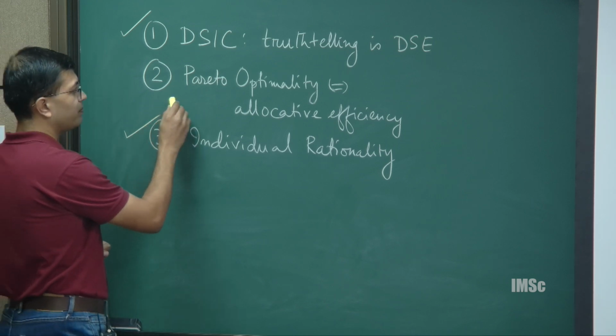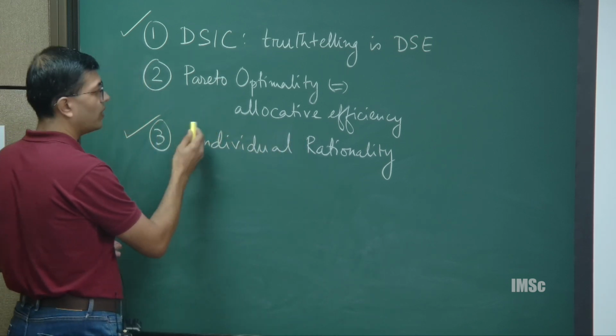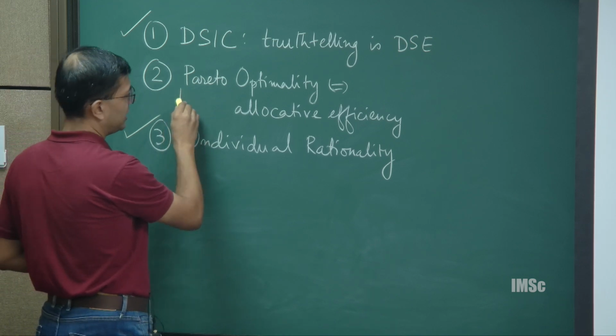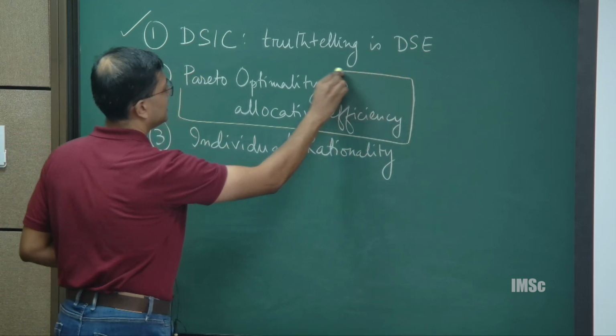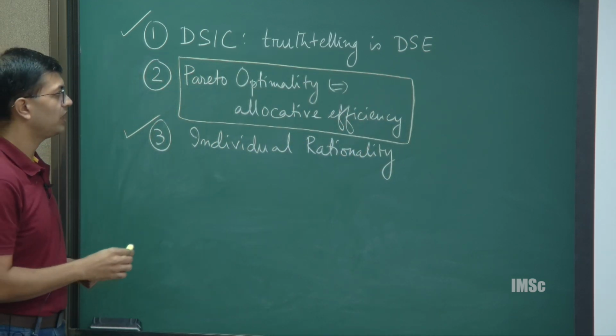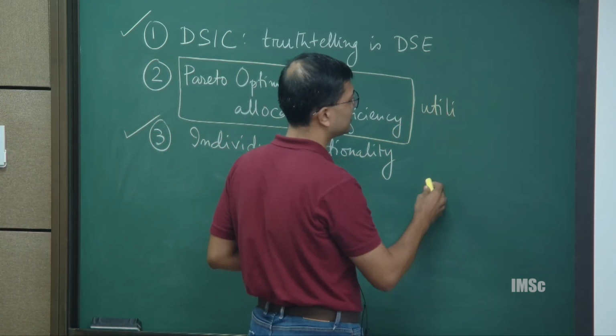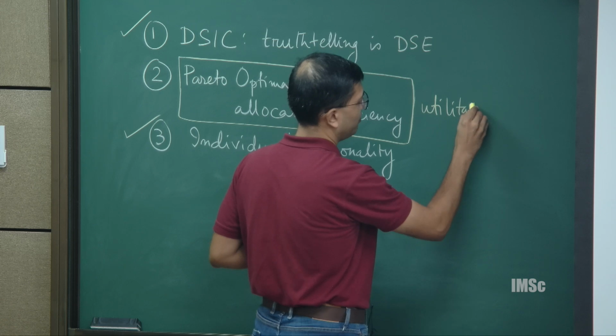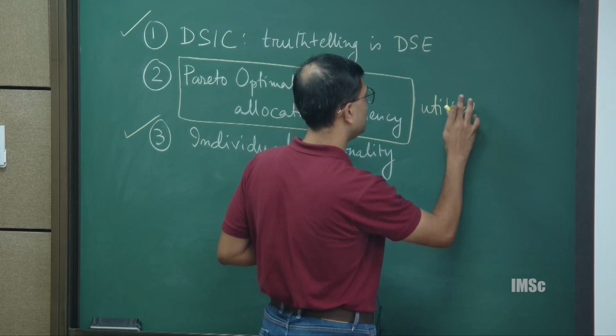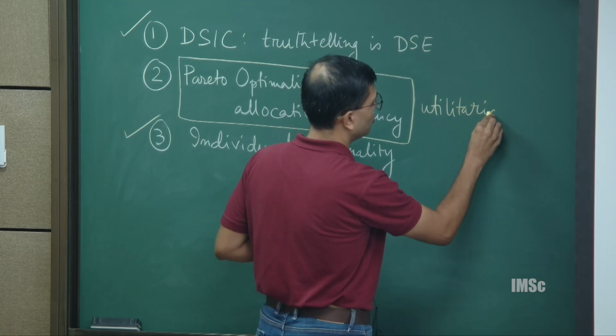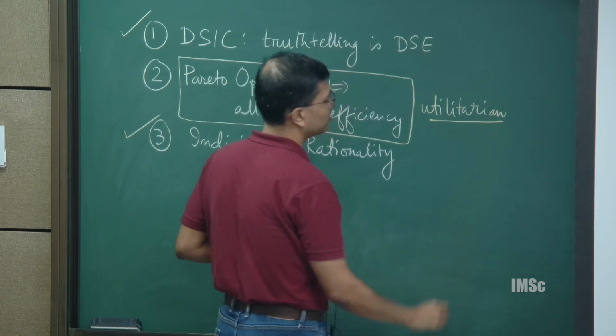But what about Pareto optimality or allocative efficiency? Why are we doing it? Allocative efficiency corresponds to the utilitarian objective, where you are trying to maximize the sum of the valuations. Yes, this makes sense.